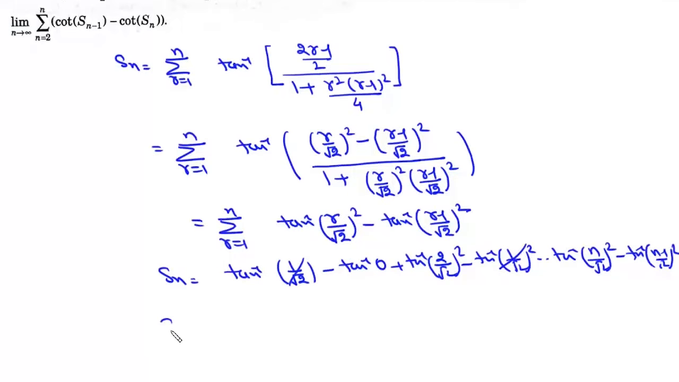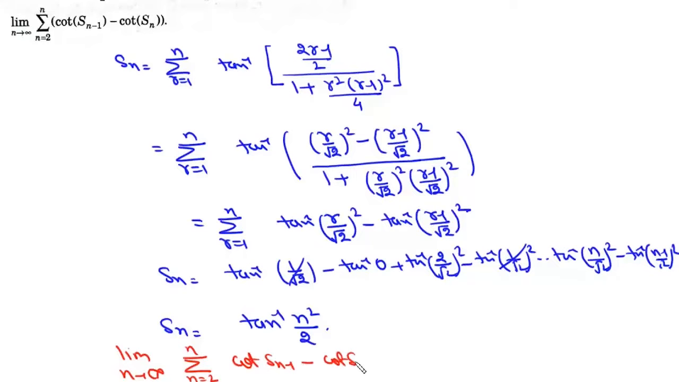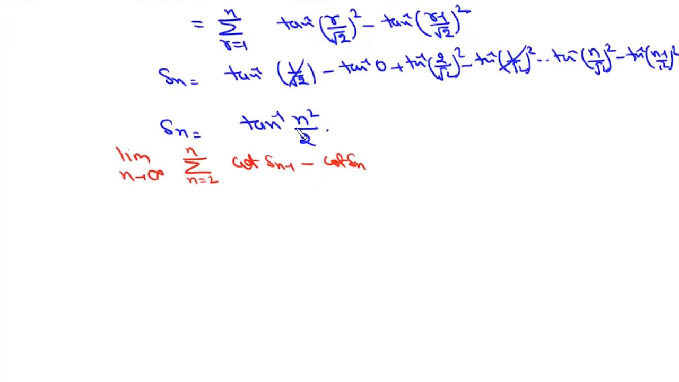So basically we'll get this Sn as tan inverse n square by 2. Now we need to find this limit, n tends to infinite, this summation n varies from 2 to n, cot Sn minus 1 minus cot Sn. Tan inverse n square by 2 is cot inverse 2 by n.